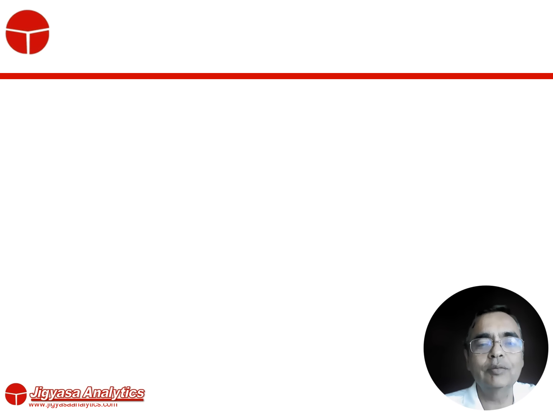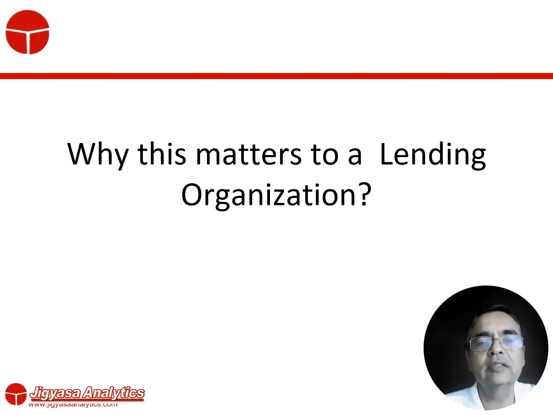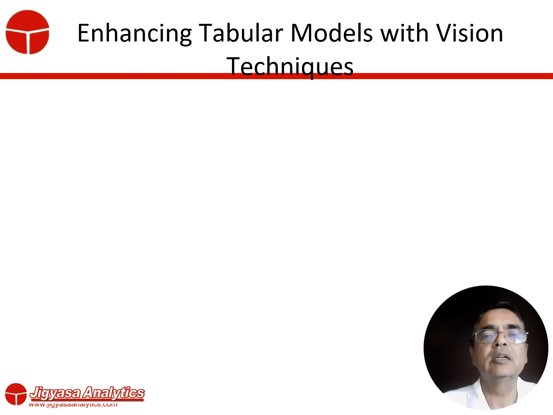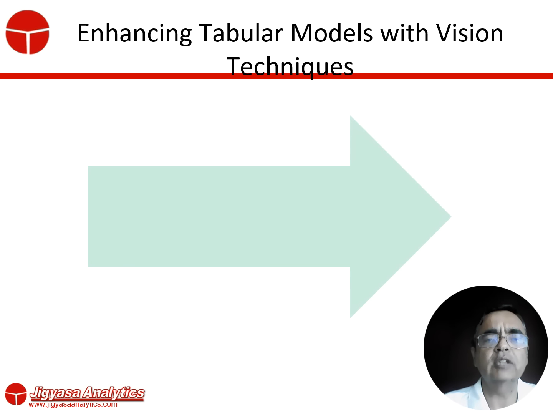So, while this is very interesting, a question that comes to mind is why should a lending organization care about it? How does this impact their operations? So, let us start by talking about the most obvious application and the lowest hanging fruit in front of us. That is enhancing the tabular models that are already available to us.